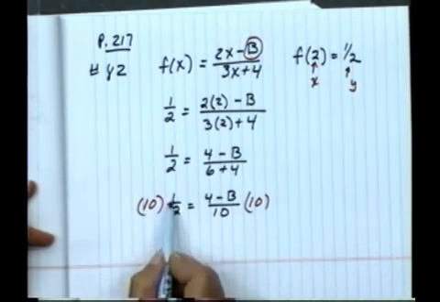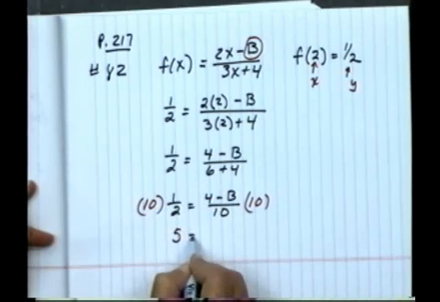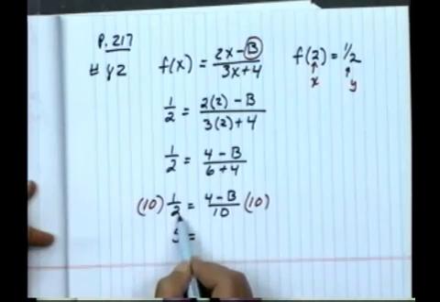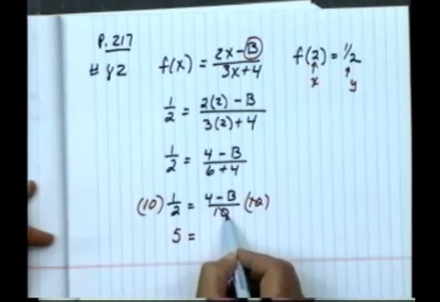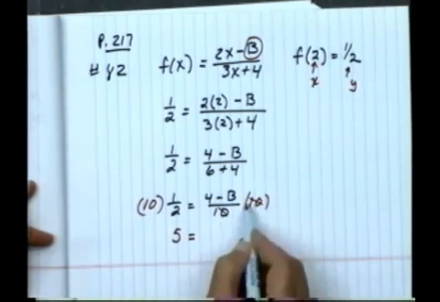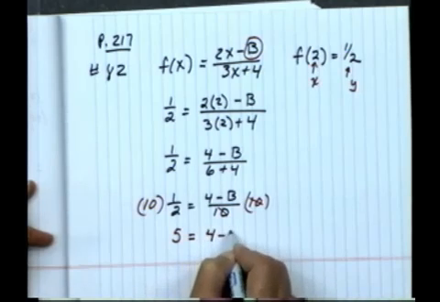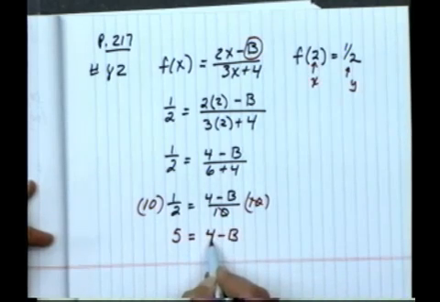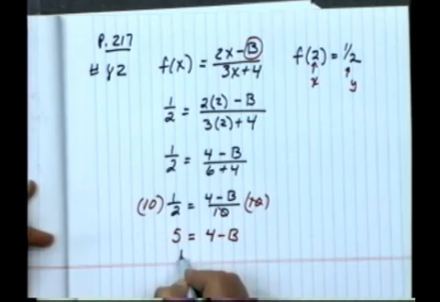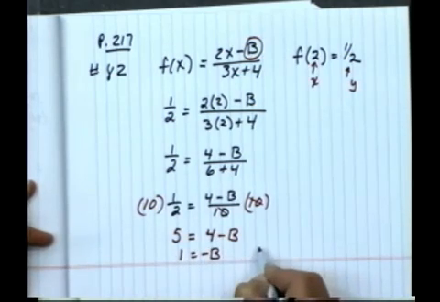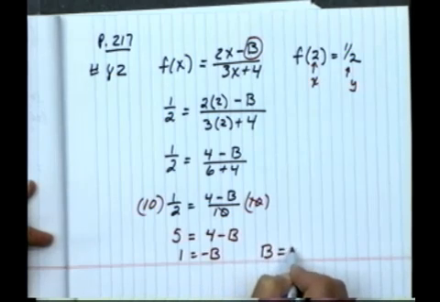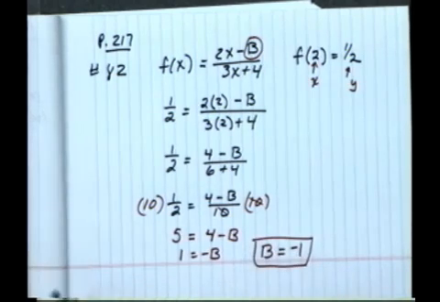All right, so 10 divided by 2 is 5. The 10s on the right cancel out because they're multiplicative inverses. And we have 4 minus b. Subtracting 4 from both sides, we get 1 equals negative b, or b is equal to negative 1.